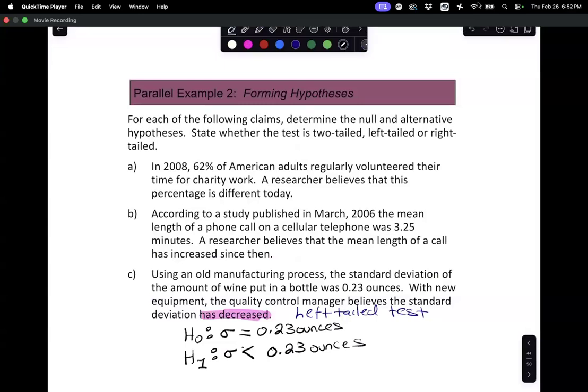Now, another thing people forget a lot is they lose this symbol, this standard deviation symbol. Don't lose that. A lot of times they'll just say null hypothesis equals 0.23 ounces, alternative hypothesis less than 0.23 ounces. Don't forget the symbol for mean or proportion or whatever it is. Don't forget that symbol. Es muy importante.